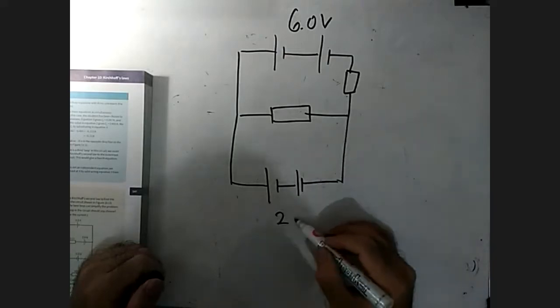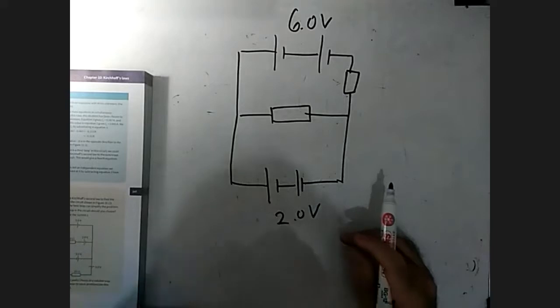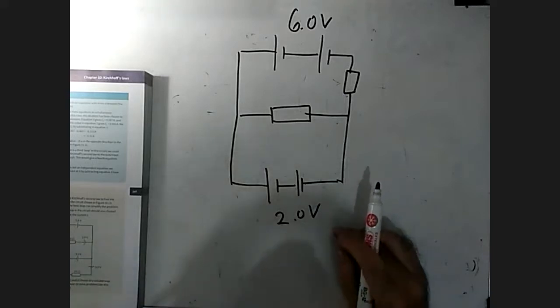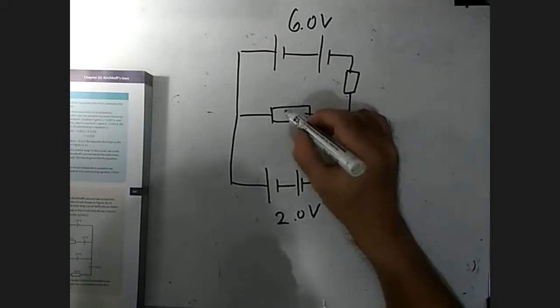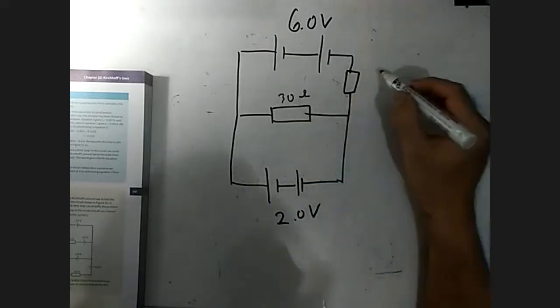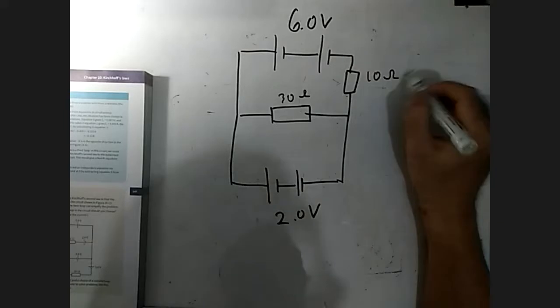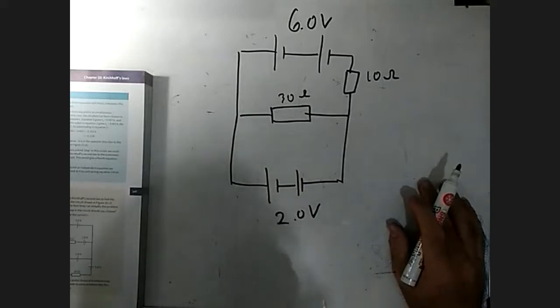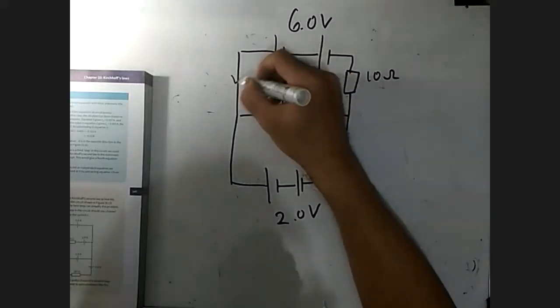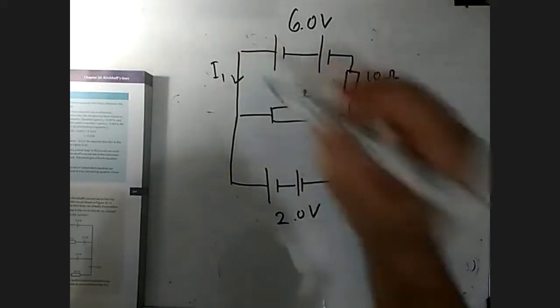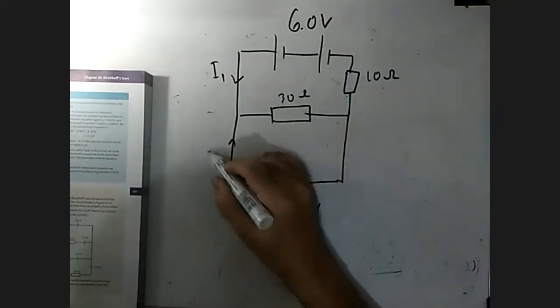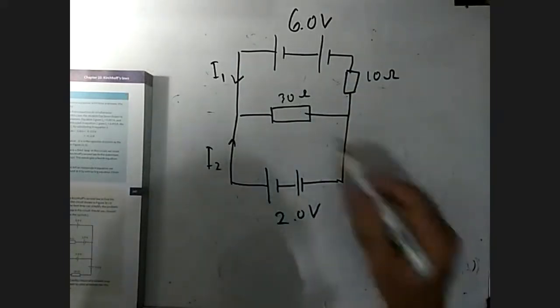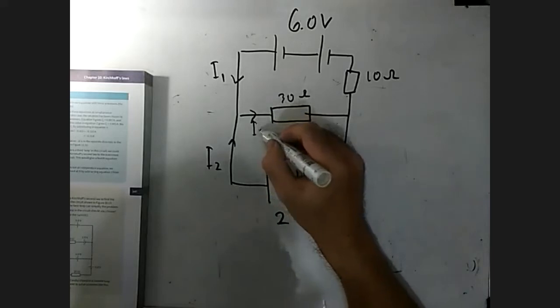And this is 2.0 volt. So we have here two EMF. Now, this is 30 ohm, and this one is 10 ohm. Next, they are given us the current. The current goes here, they call them current number 1. The current here is going to be current number 2, and the current there is going to be current number 3.